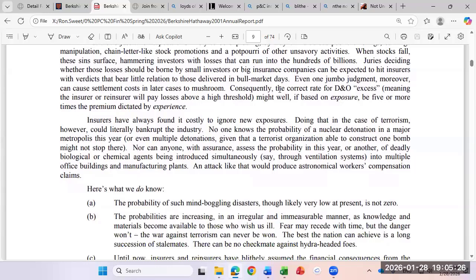So consequently, the correct rate for D&O needs to be based on exposure, maybe several times larger than what experience suggests. This is where he's going to look at it and say, wow, my competitors aren't charging much for D&O insurance because we just haven't had many claims. But I know as soon as the stock market corrects, and we know it will correct because we've seen it historically, this history we're looking at is not the right history. The world is going to change. We know it's going to change.